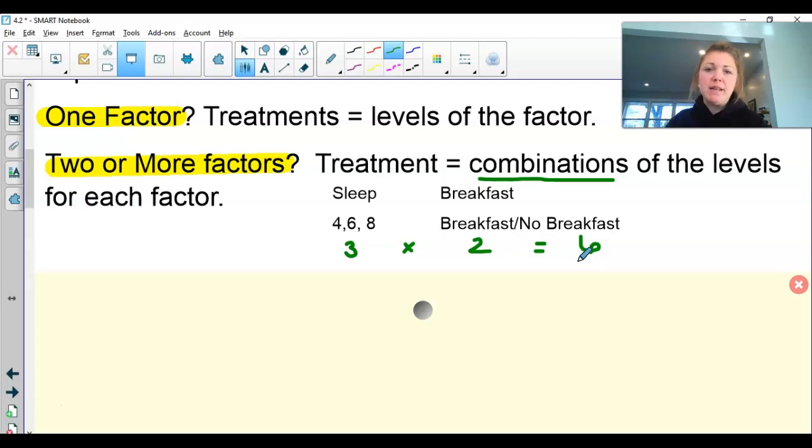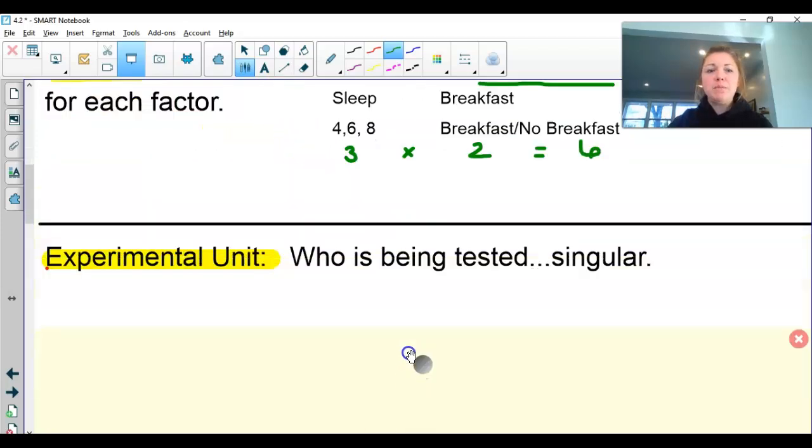And I was explaining that as I went on. I have 4 hours of sleep and breakfast, 4 hours of sleep and no breakfast, 6 hours of sleep and breakfast, 6 hours of sleep and no breakfast, 8 hours of sleep and breakfast, 8 hours of sleep and no breakfast. 6 groups there, 6 treatment groups. All right, let's move on.